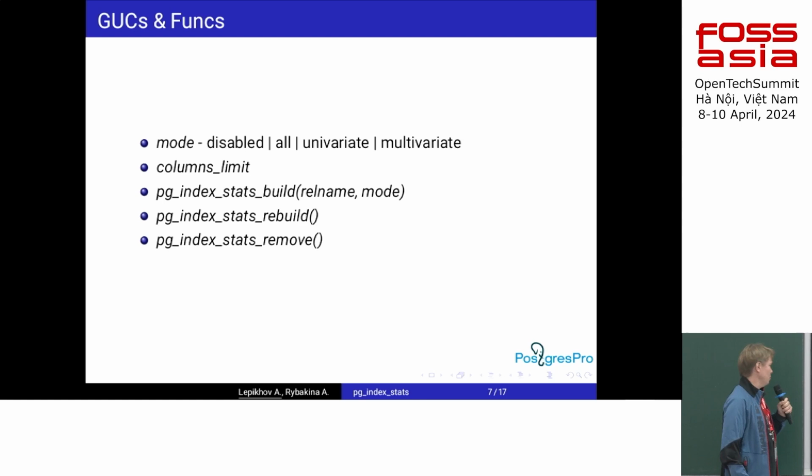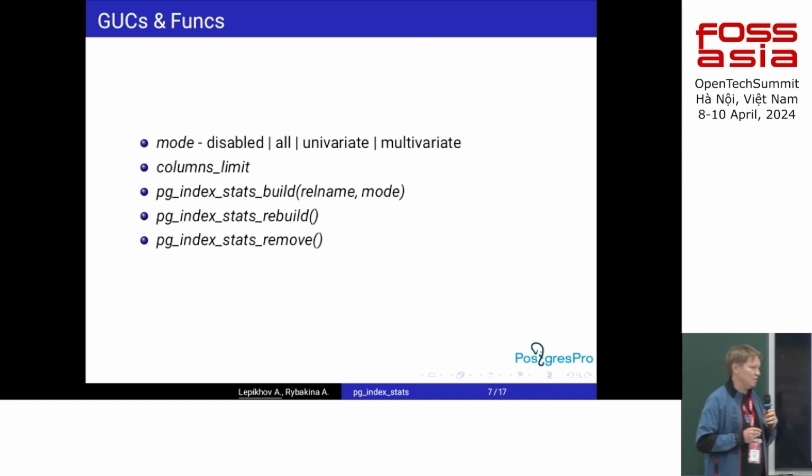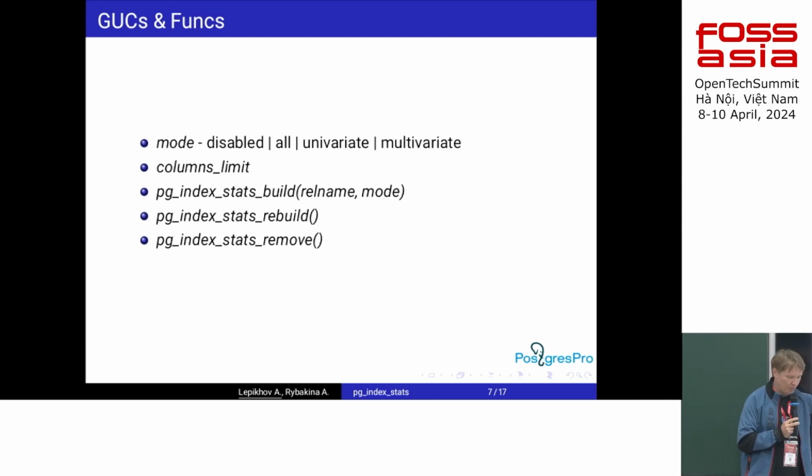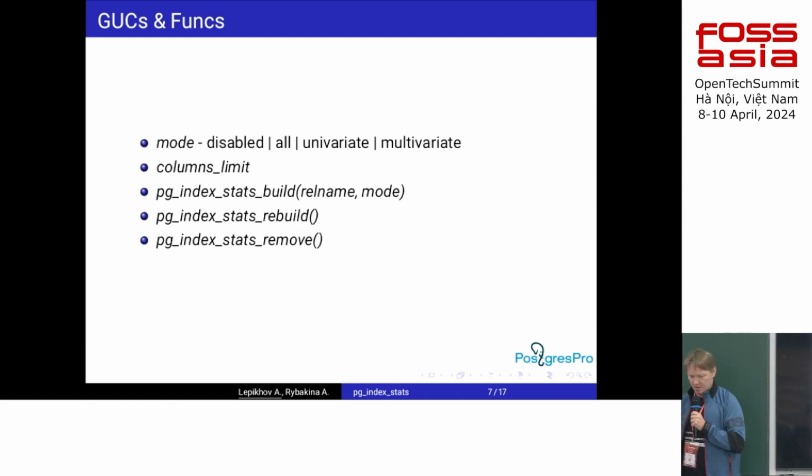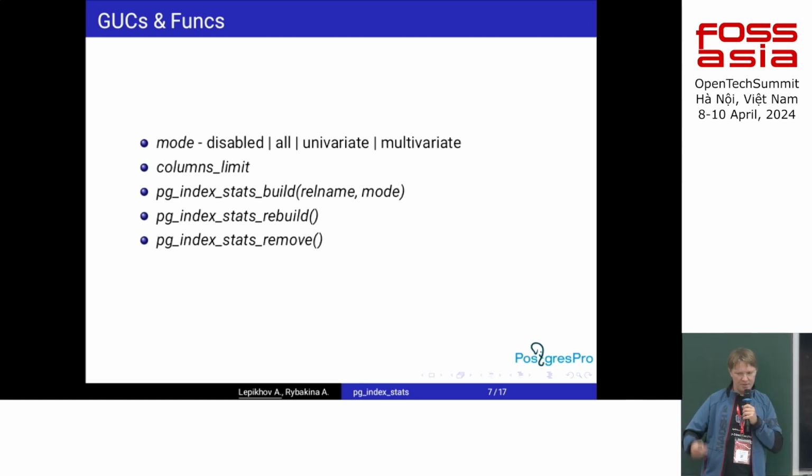Also, we added a couple of hooks and functions in this extension. For example, a mode for how aggressively you will create statistics in the database. A limit on columns. Who knows? Maybe you want 10 columns, and you will work out computational problems somehow. You can generate statistics on a specific table. You can generate on the whole schema, all tables in the database except the system catalog, and you can remove some statistics on some table or some subset of tables.